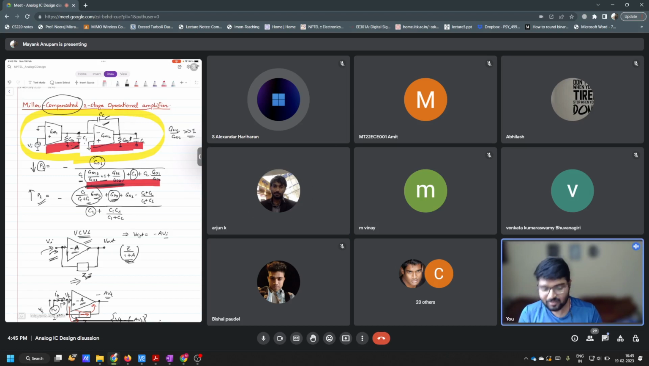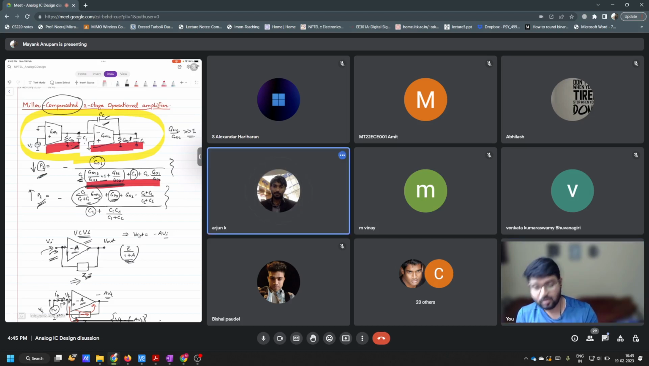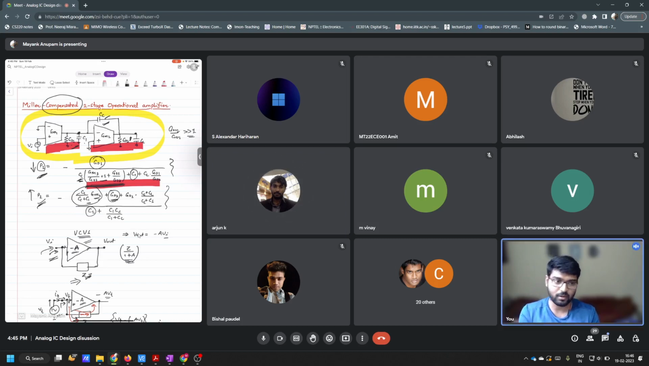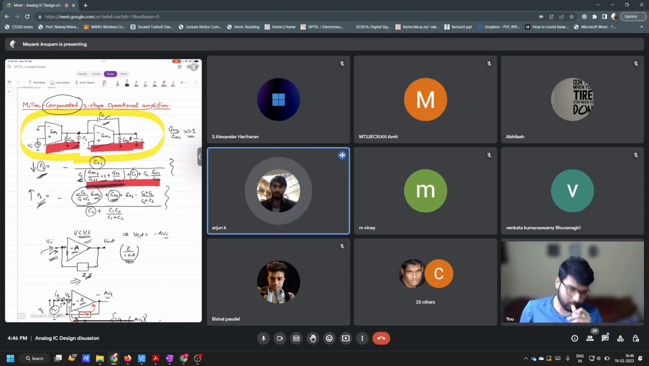There are some constraints given on CC, right? Because of adding the capacitor CC, the pole locations P1 and P2 are dependent upon it. CC is here also. And you know what happens because of these pole locations? These pole locations determine the phase margin of the system, of the loop gain, right?